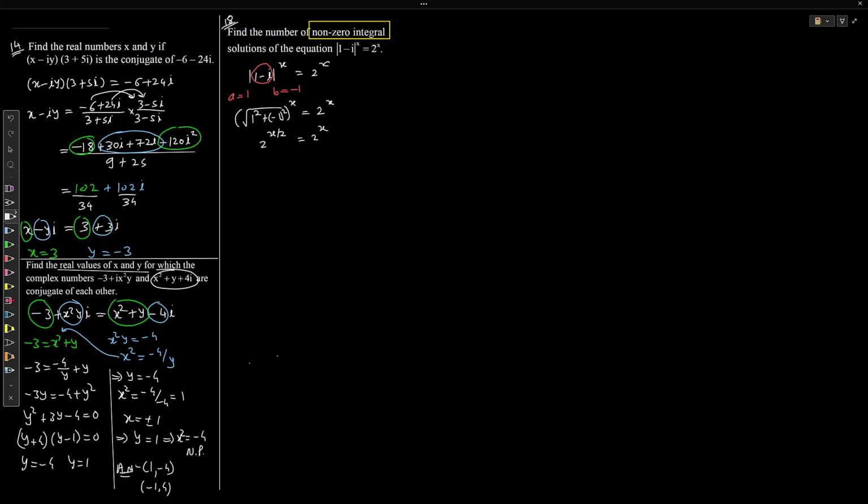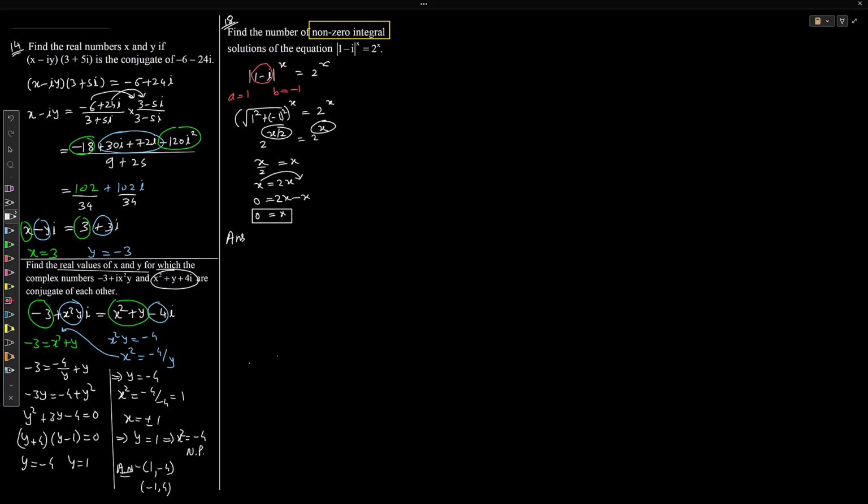By comparing powers, we will get x by 2 is equal to x, or we can say x equal to 2x. Move your x to the right side. I am doing extra steps so that you get the idea. We will get 0 is equal to x.